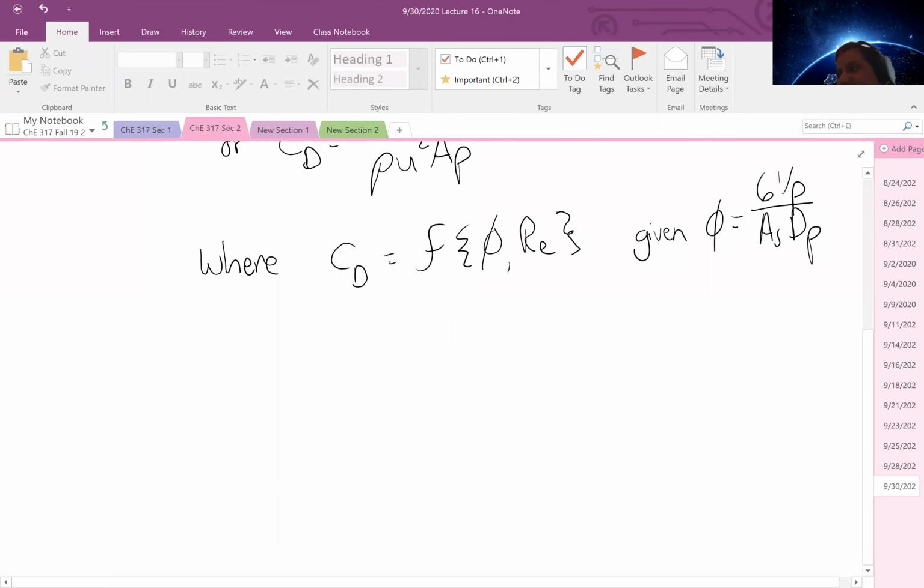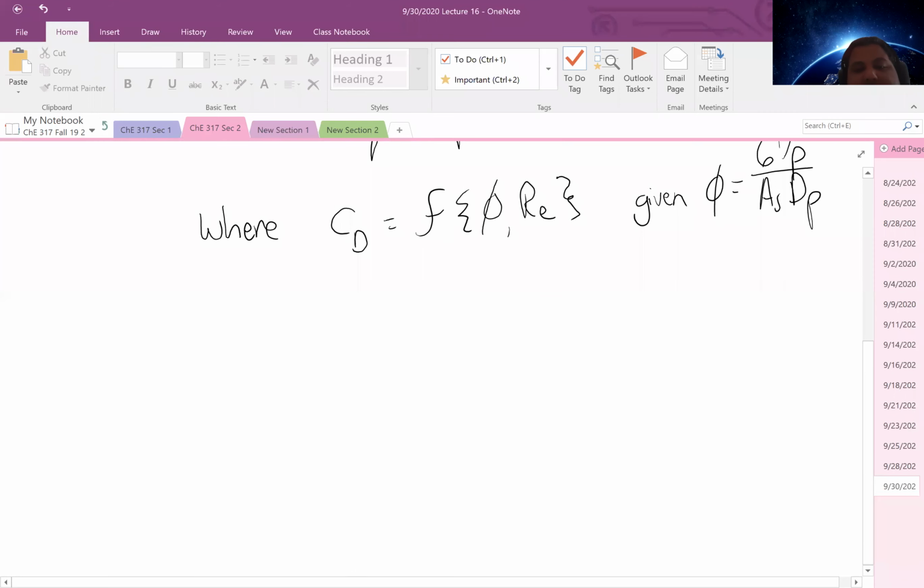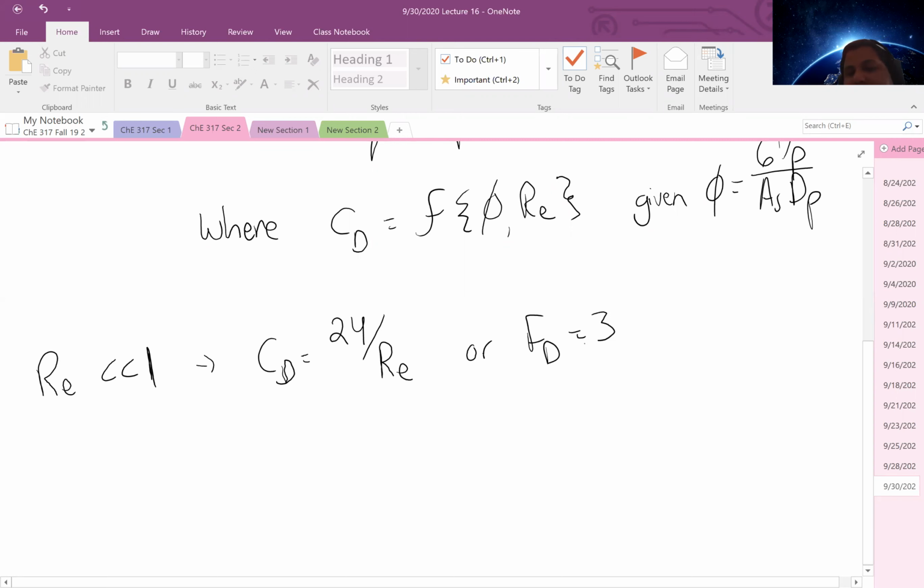And we had a few rules of thumb for determining our drag coefficient based off Reynolds numbers. We said for Reynolds numbers much less than 1, we can apply Stokes' law and say our drag coefficient is 24 over the Reynolds number, or if we want to solve directly for our drag force, due to it being viscous flow, we can solve for it by Stokes' law.